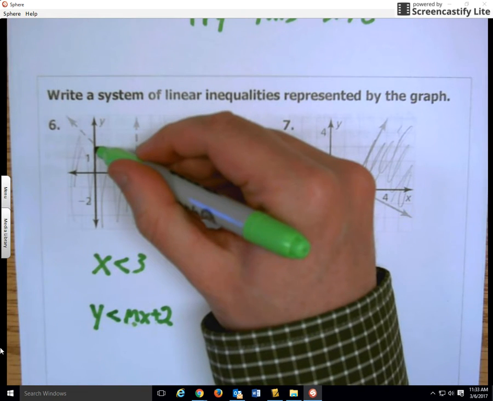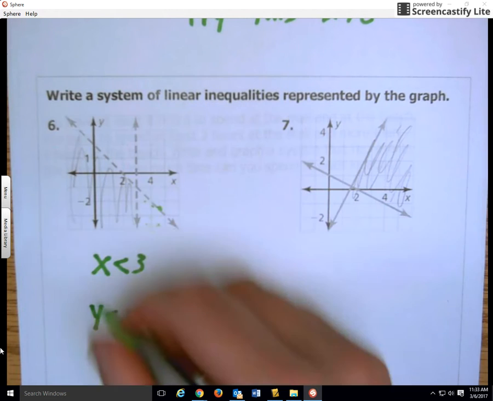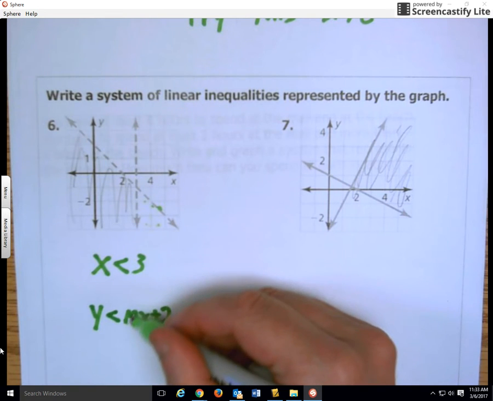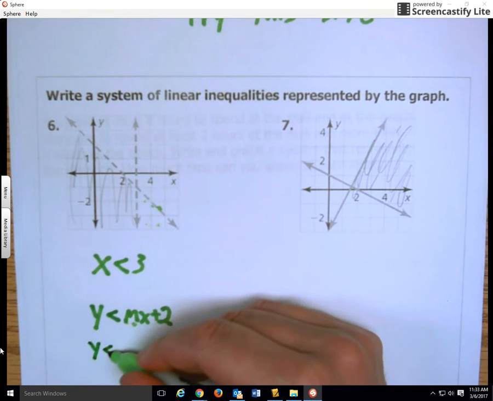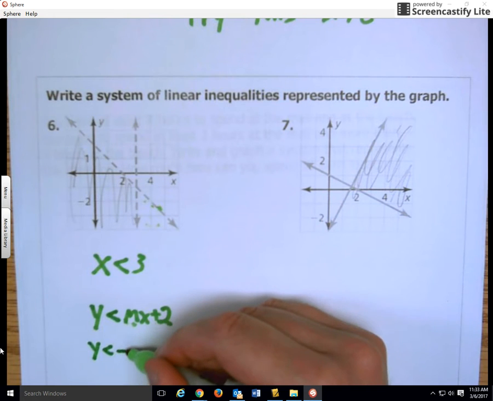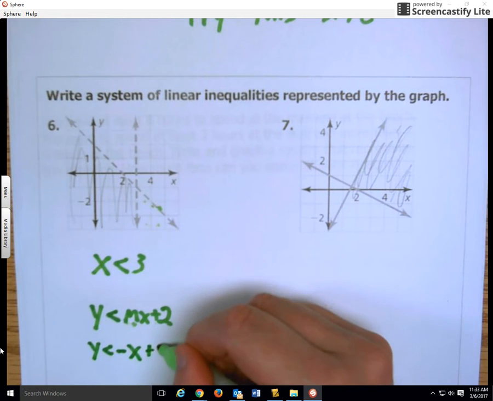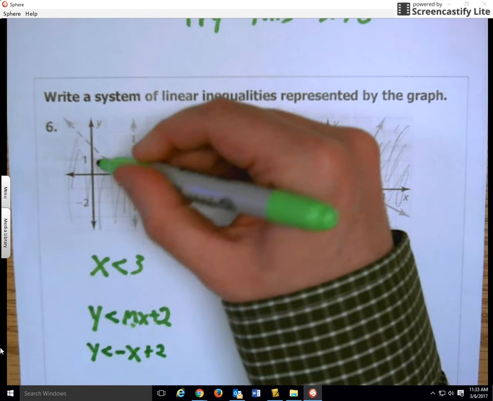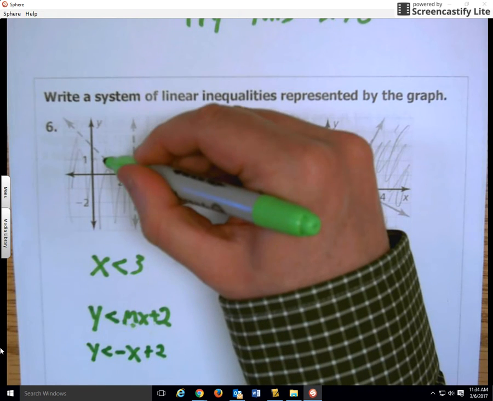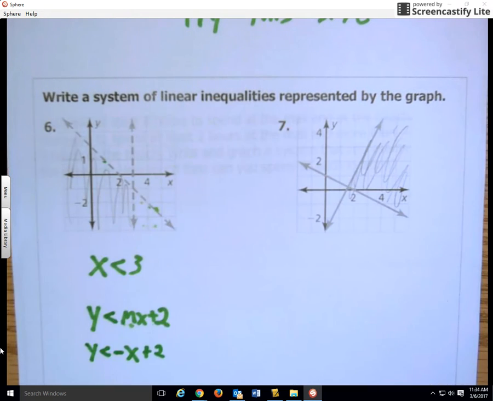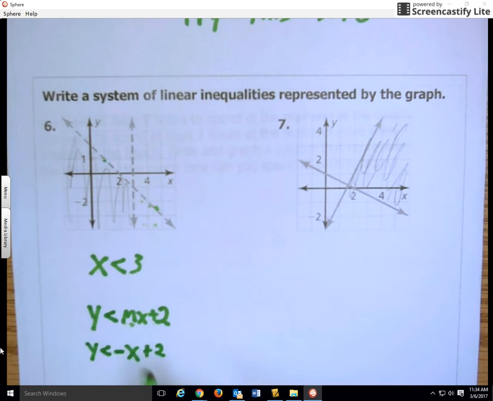But it's a negative slope, so I need to put my negative in there. If it's just a 1 over 1 for the m, you don't even have to write 1 over 1. You can just write y is less than negative x plus 2. Again, the negative is there because we're going down 1 over 1, down 1 over 1. When you go down, it's negative. Okay, so we have our two inequalities right there.